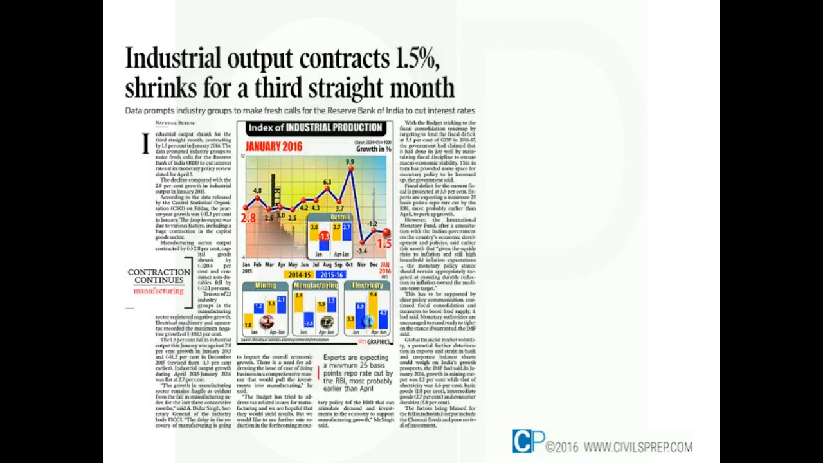Coming to industrial output, which contracts by 1.5%. So year on year, month on month, if you take the index of industrial production, that is IIP, for January, February and March, for three consecutive months, there is a fall in the industrial output. This month, it is due to capital goods, consumer non-durables, manufacturing goods. Everywhere, we saw a fall in growth. So what has to be done to revive this growth?